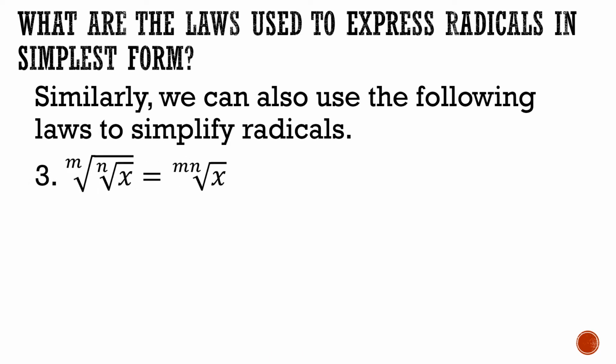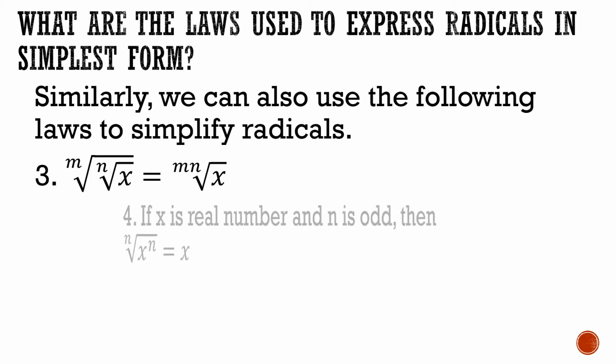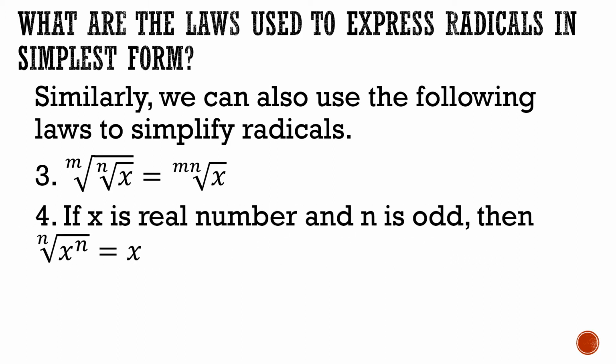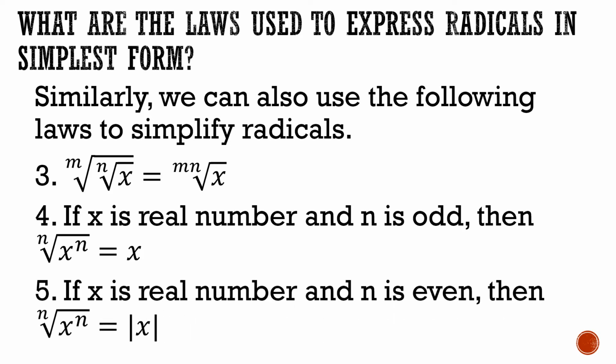Similarly, we can also use the following laws to simplify the radicals. Number 3. The mth root of the nth root of x is equal to the m times nth root of x. So if a radical is inside of a radical, then copy the base and multiply their index. Number 4, if x is a real number and n is odd, then the nth root of x raised to n is equal to x. Number 5, if x is a real number and n is even, then the nth root of x raised to n is equal to the absolute value of x.